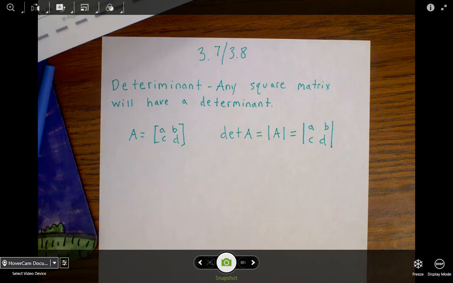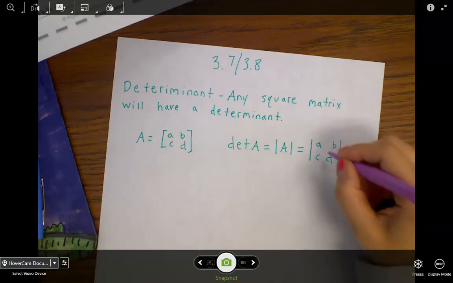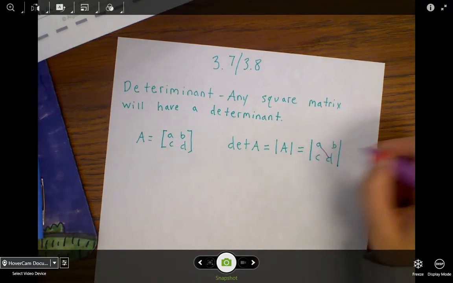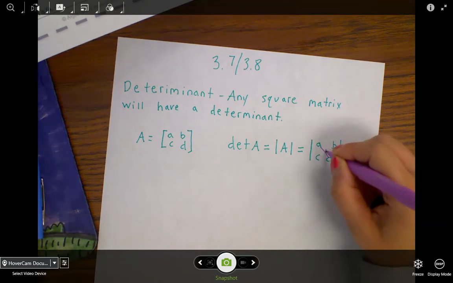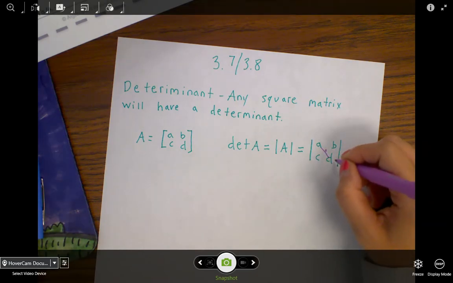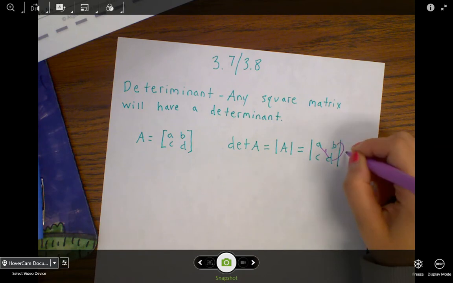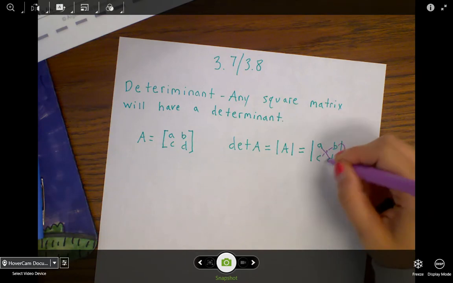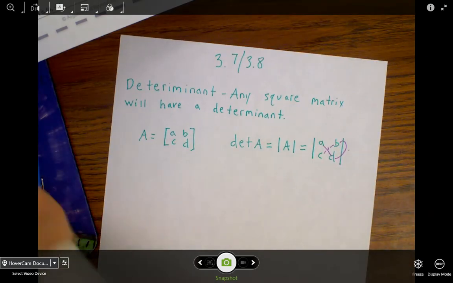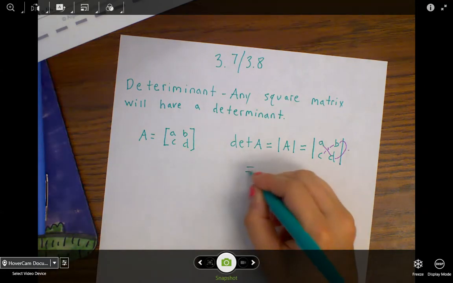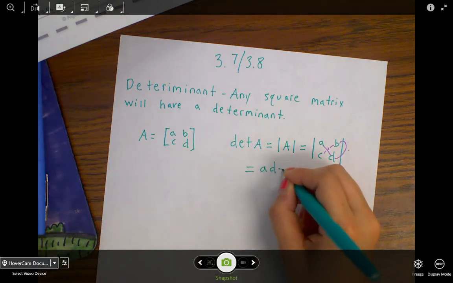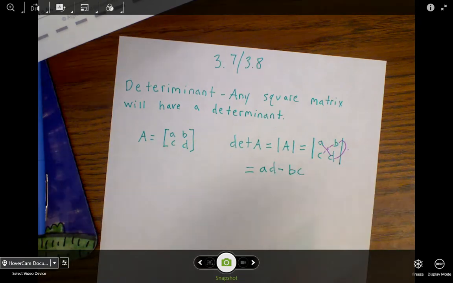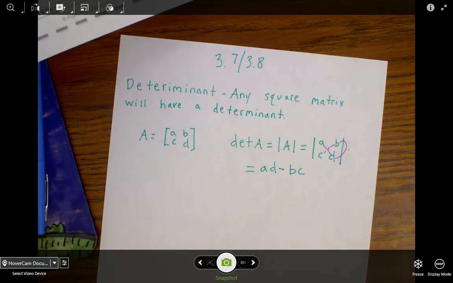Now, to do our determinant, we're going to do kind of what I call the fish. So we're going to do A times D. So this is going to be multiplication. Then we're going to subtract B times C. So notice that it kind of creates a little fish. And so that means that my determinant is going to equal A times D minus B times C. And that's going to be true for any 2x2 matrix.